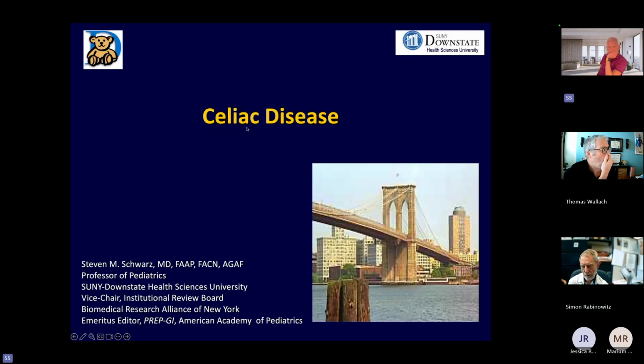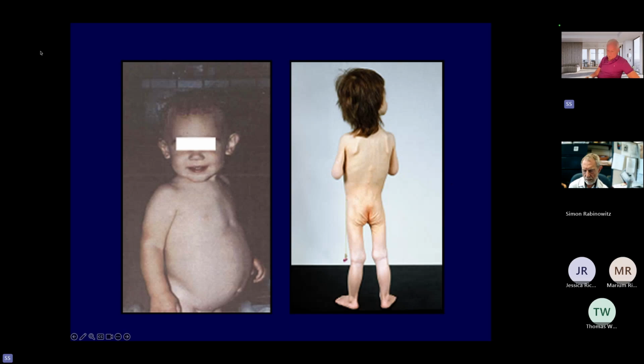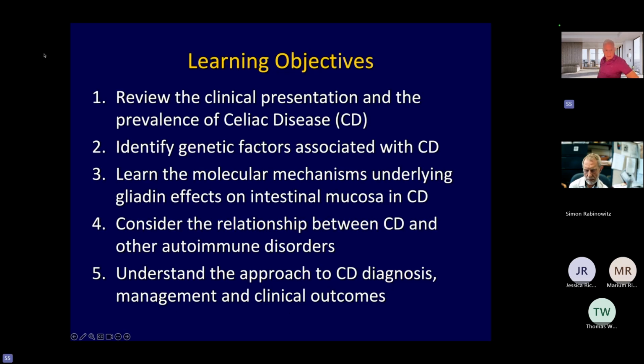So, as per Dr. Wallach's request, today it's going to be about celiac disease. Our learning objectives for today will be to review the clinical presentation and prevalence of celiac disease, identify genetic factors associated with it, learn the molecular mechanisms underlying gluten effects on the intestinal mucosa in celiac disease, consider the relationship between celiac disease and other autoimmune disorders, and understand the approach to diagnosis, management, and clinical outcomes.